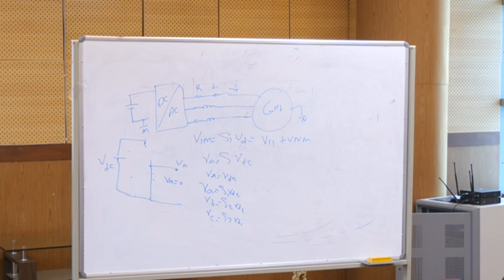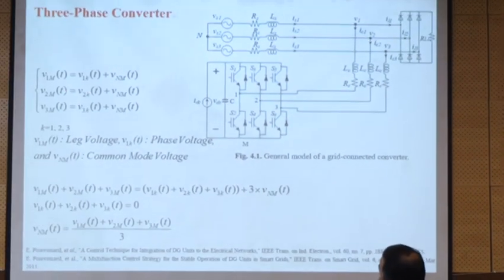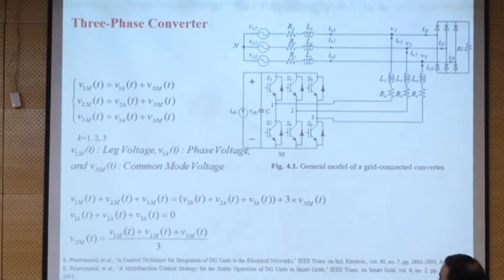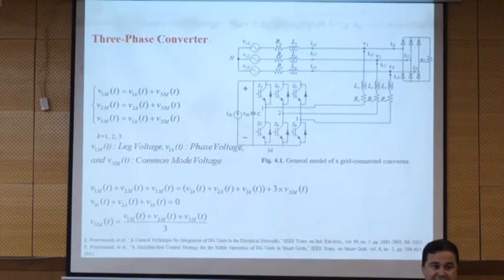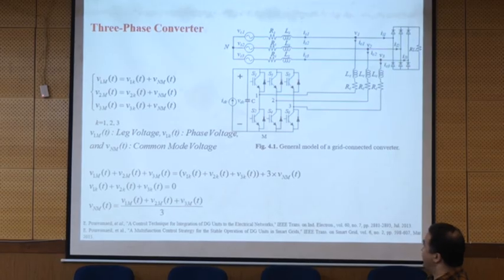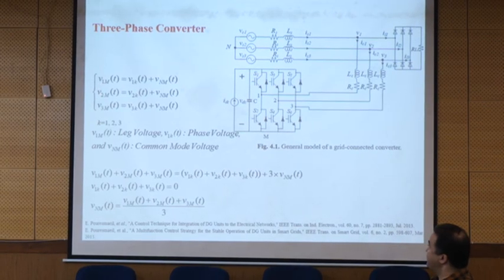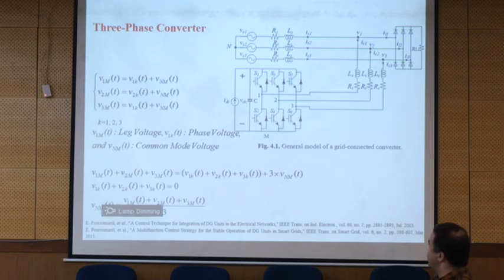This is the basic of power electronics. So now we see that V1M is V1K plus VNM, V2M is V2K plus VNM, V3M is V3K plus VNM. Is it 100% clear? Okay. So now we make the summation of V1M, V2M, V3M, which is equal to V1K plus V2K plus V3K plus 3 VNM. Yeah?